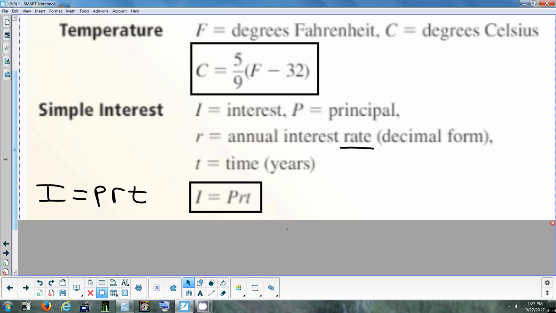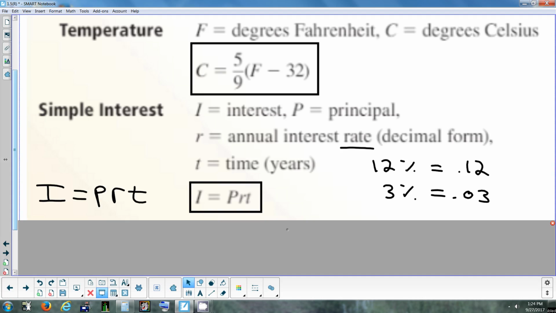Now, when you write your rate, you always have to do it as a decimal. So, someone remind me, how do you write 12%? 0.12. How about 3%? 0.3. Careful, 0.3 would be 30%. 0.03. Anytime you use this formula, you have to put your rate as a decimal.